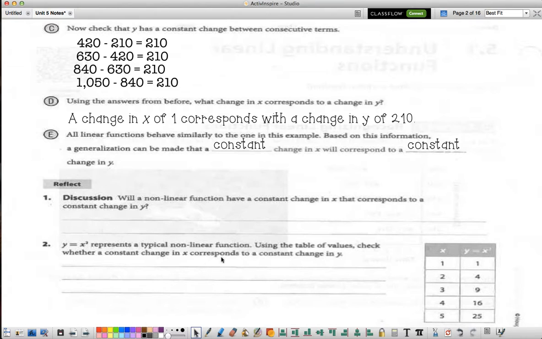For number 2, if you take a look at the function over here, we have the function y equals x squared. Here we have a change of 1, and here we have a change of 3. Over here again we have a change of 1. But now look at my change. When I go from 4 to 9, I have a change of 5. So looking at this, I don't have a constant change between x and y, which tells me that this would not be a linear function.